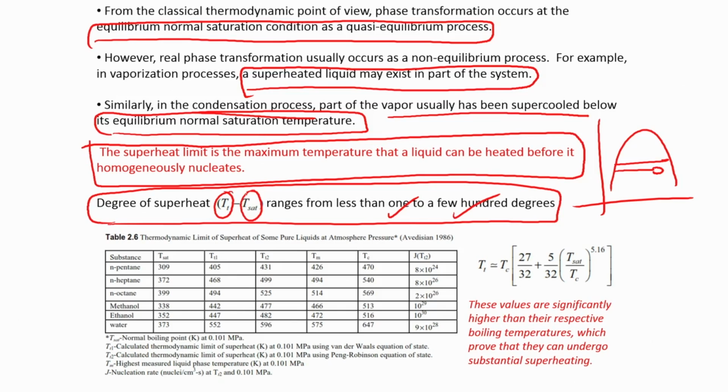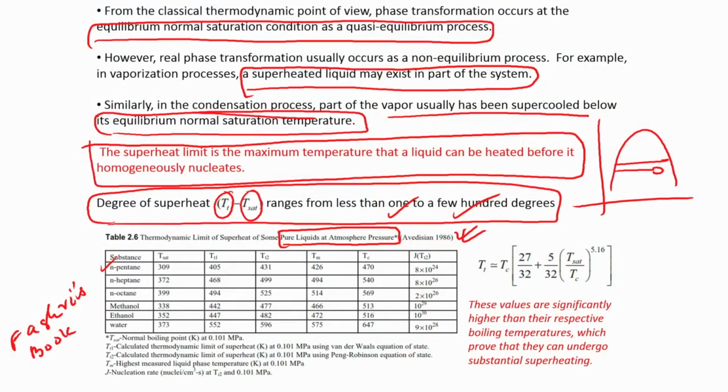So, if you look at this table, once again this is from Amir Faghri's book, which is a prescribed textbook for this particular course. You can see that there are, for example, different pure liquids at atmospheric pressure, data compiled by Professor Tom Avedisian from a 1986 work. So, if you look at n-pentane, for example, its saturation temperature is 309.